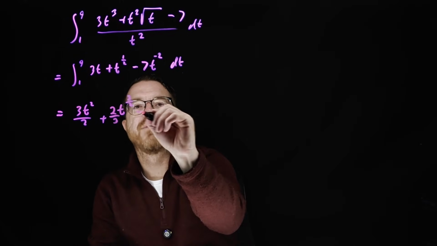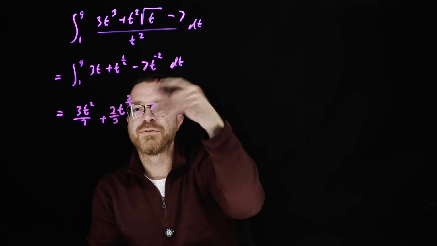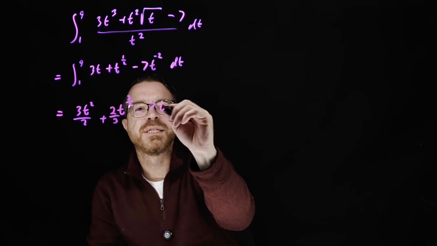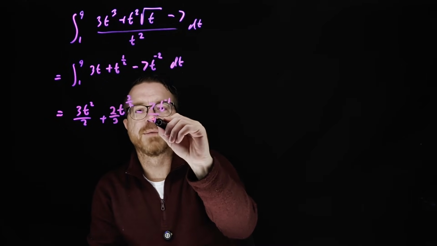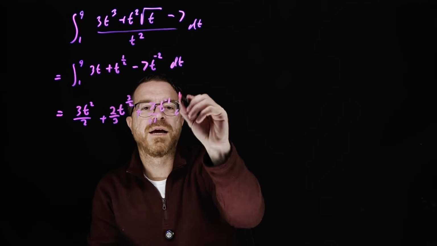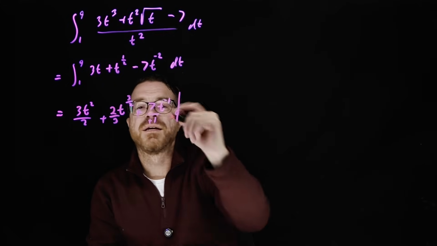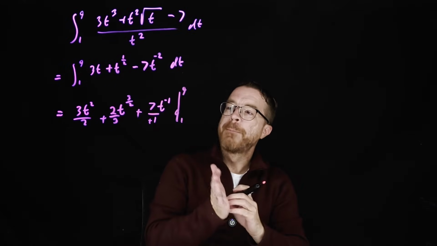For the next one, I have minus 7. This is going to become t to the negative 1, because negative 2, bring the power up by 1. So this will be t to the negative 1 over negative 1. So, of course, I'm just going to add this now so I don't forget it. That's going to make this plus. And then I'm going to take my limits of integration from 1 to 9.